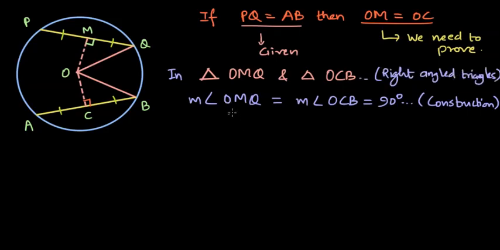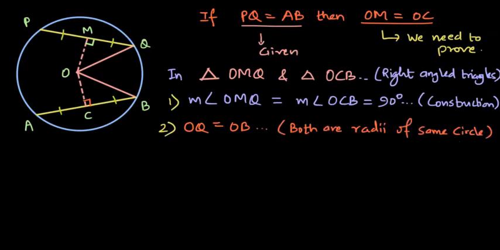Now we go ahead. We have already mentioned one of the points. The next point that we can consider in both of these triangles is side OQ, which is equal to side OB. And why is that? This is because both are radii of the same circle, and we already know that the radii of the same circle are equal. So we already got the second point in the two considered triangles.